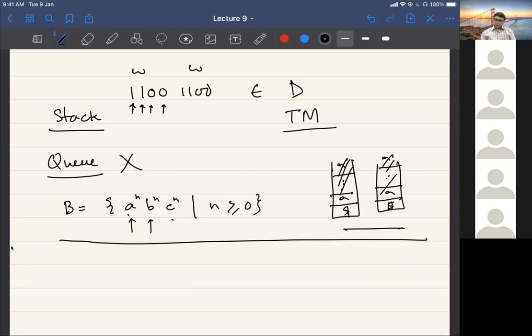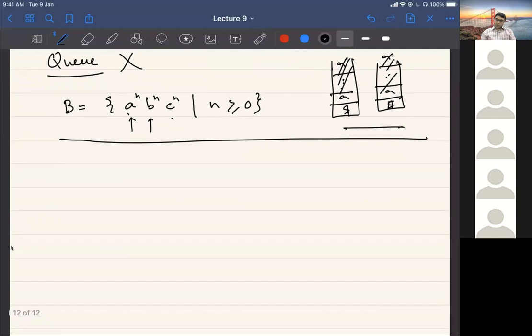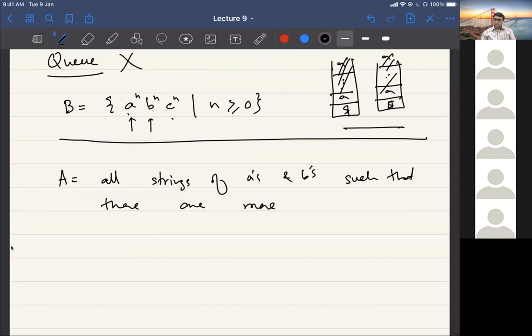Maybe I can give you some things to try at home. So suppose there is a language A. The language A is a language of all strings of A's and B's such that there are more A's than B's. Okay, so try to construct the PDA for that. First, try to construct the CFG for this, and then try to construct a PDA for that.